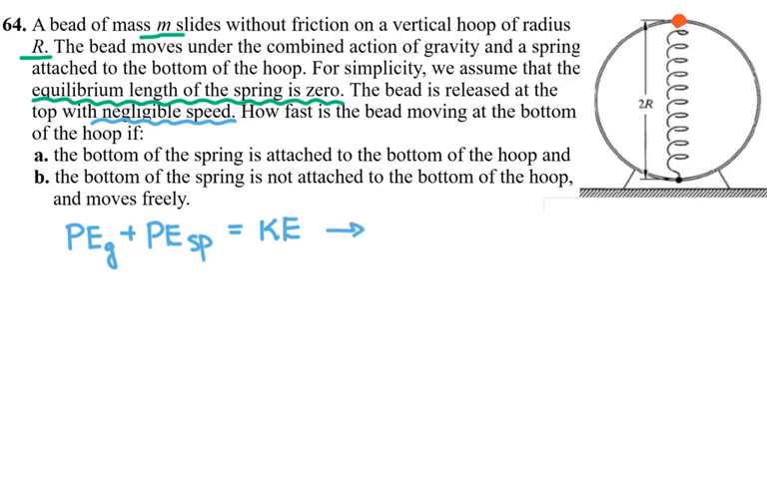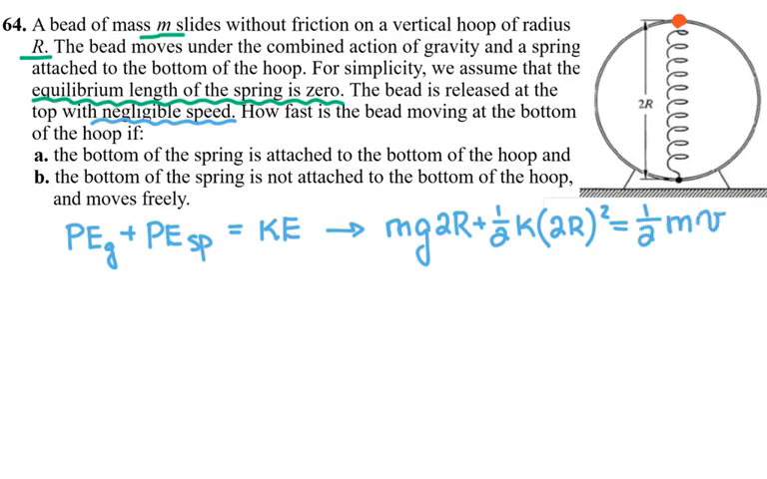So what I can write is mg, and the height that it is at is 2r, plus 1/2 k, and your stretch is 2r squared, is equal to 1/2 m, and the velocity of it at the bottom. Let's simplify. So what we have here is 2rgm plus, if I square 2r, I get 4r squared, and 1/2 of it gives me 2r squared k, and that gives you 1/2 mv squared.